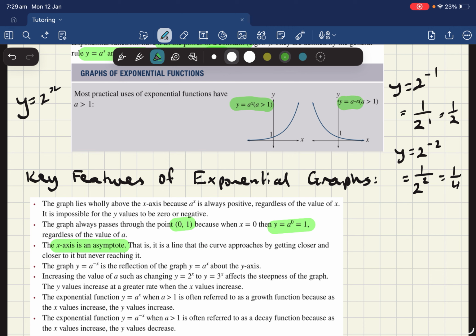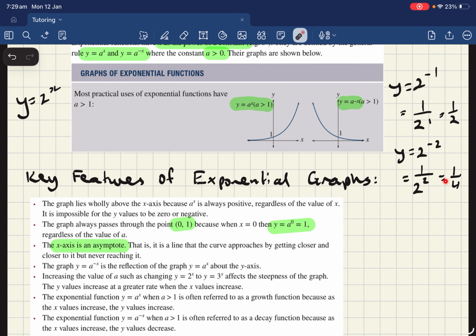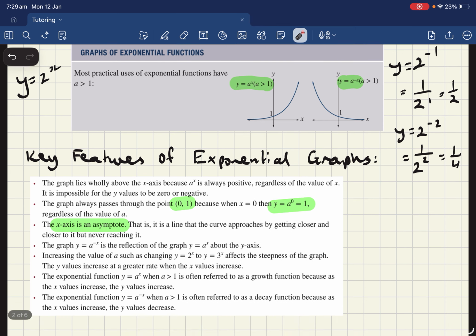And this is because of this idea. Our denominator is going to get bigger, but we're never actually going to reach 0. We're going to approach 0. As we get to 1 over 1,000 or 1 over 10,000, 1 over 1,000,000, it's going to get so close, but it will never actually get to 0.